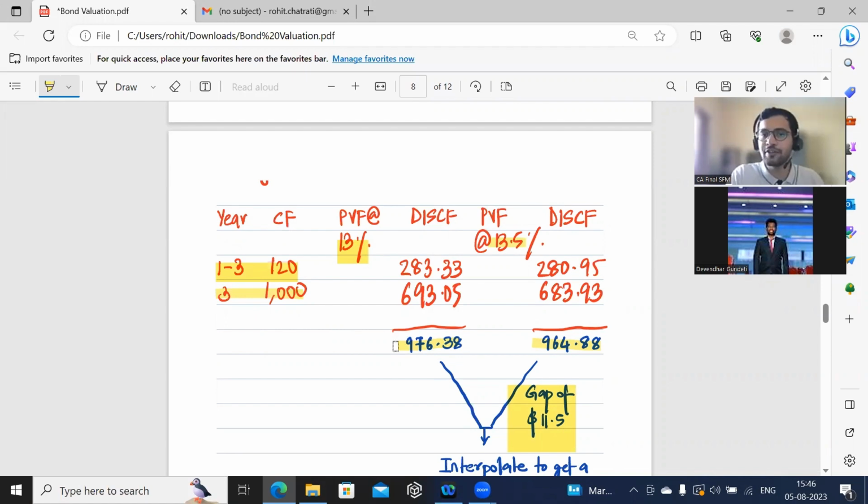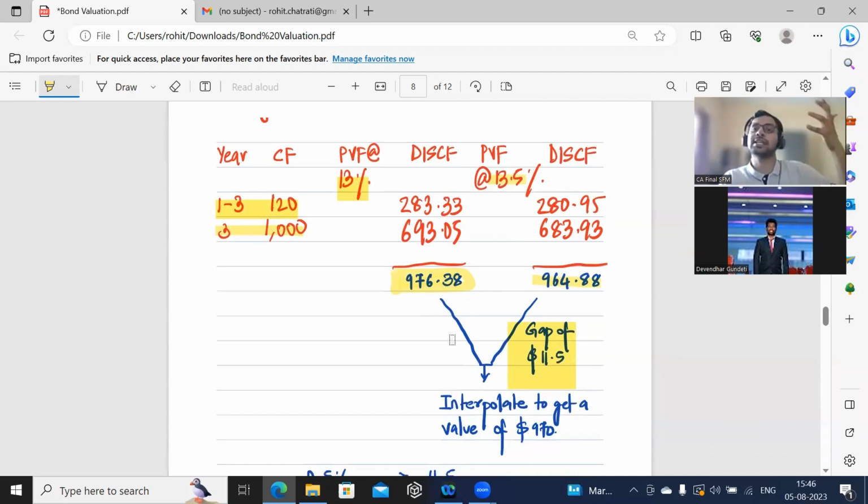I'm looking at the gap from this number. I want the gap only to be 6.38. If I increase the discount rate by 0.5, the gap was $11.5. So I want a gap of only 6.38 to bring it down to 970.